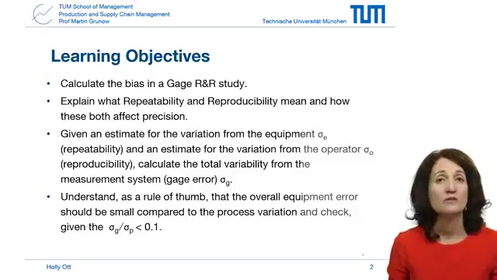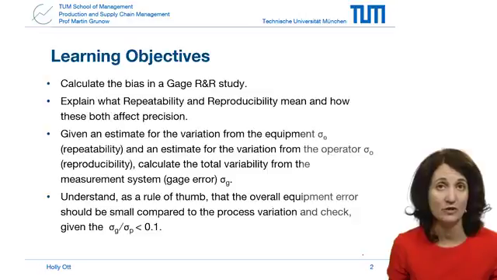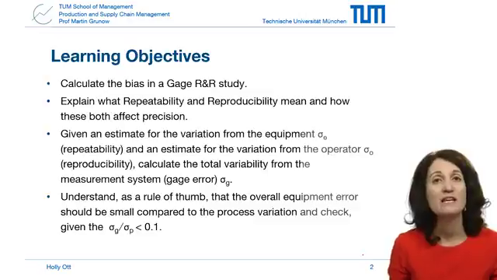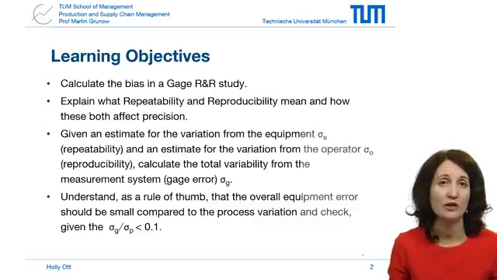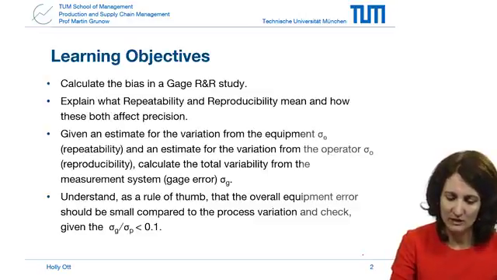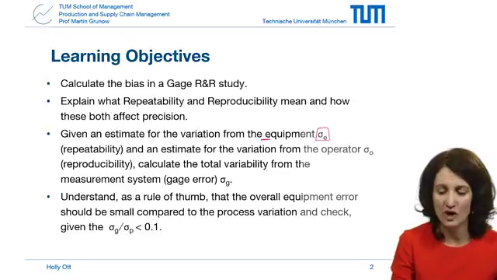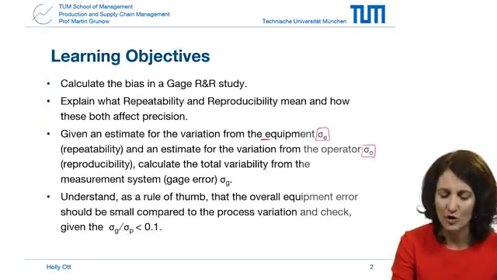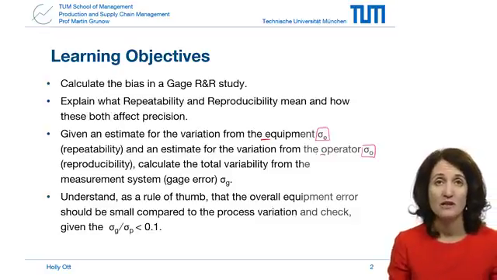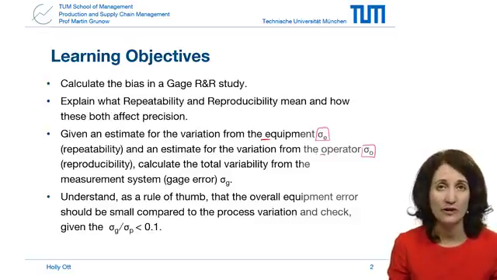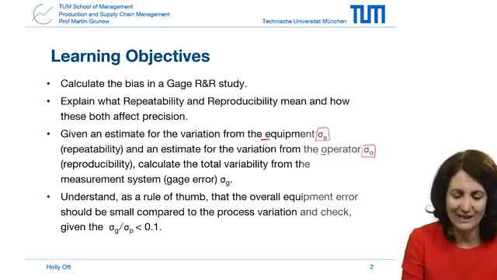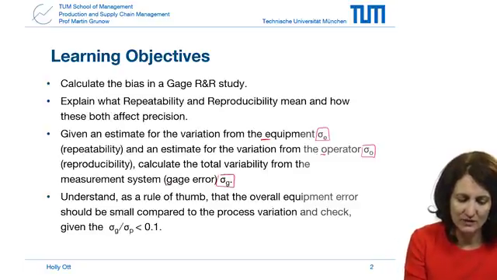We also want to be able to explain what repeatability and reproducibility mean and how these both affect precision. And then given an estimate for the variation from the equipment, which we're calling sigma E, where E is for equipment, and an estimate for the variation due to the operators, which we're calling sigma O, where O is for operator, we want to be able to calculate the total variability from the measurement system, which is the gauge error, or sigma G.